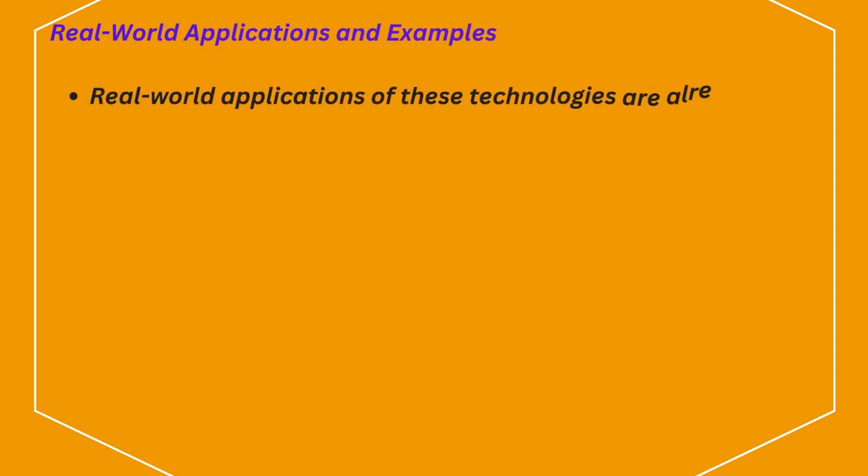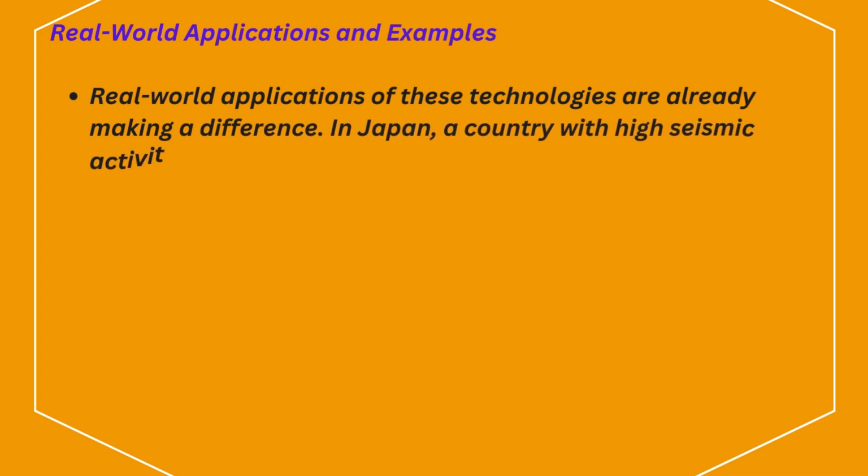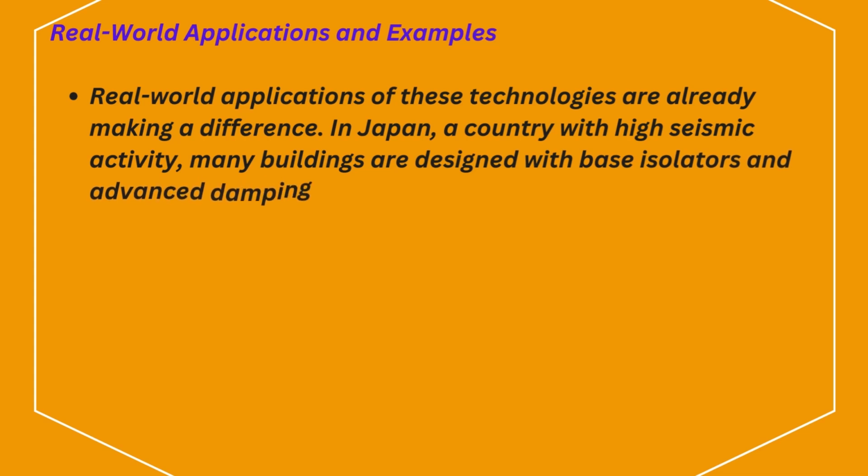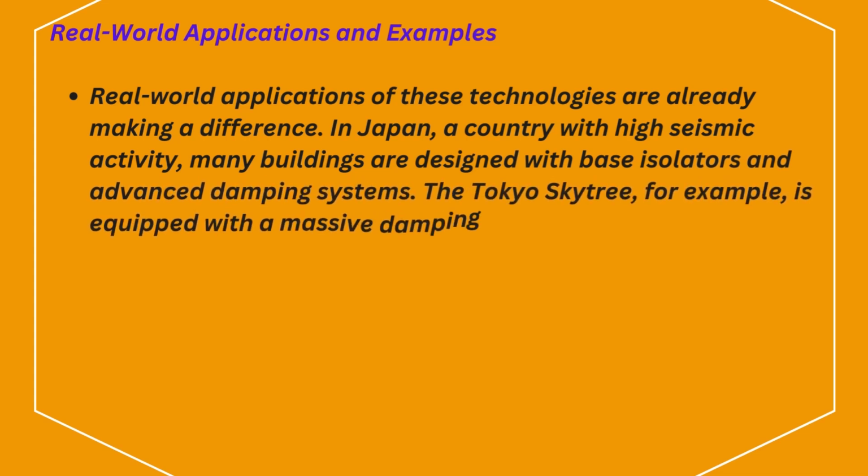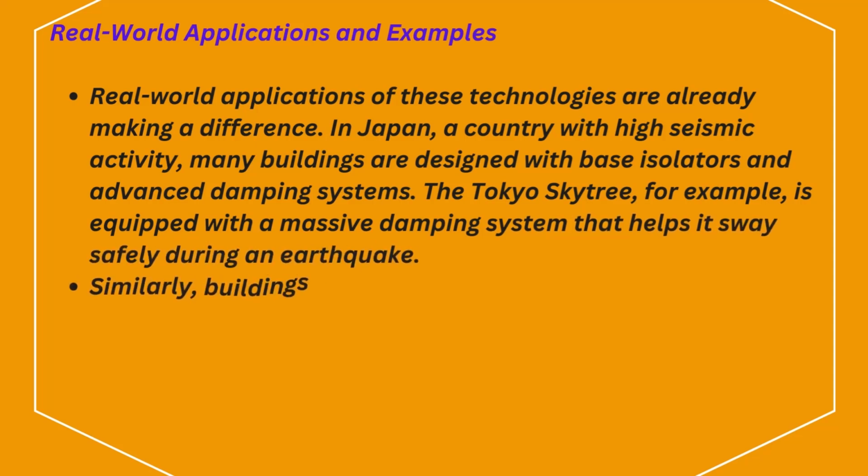Real-world applications and examples. Real-world applications of these technologies are already making a difference. In Japan, a country with high seismic activity, many buildings are designed with base isolators and advanced damping systems. The Tokyo Skytree, for example, is equipped with a massive damping system that helps it sway safely during an earthquake.